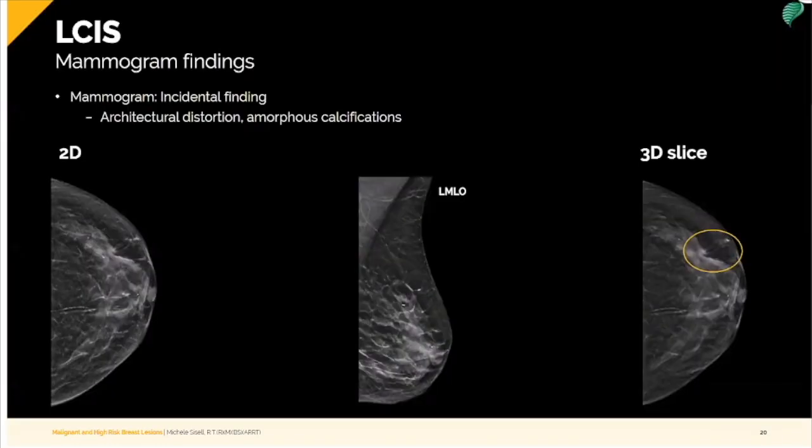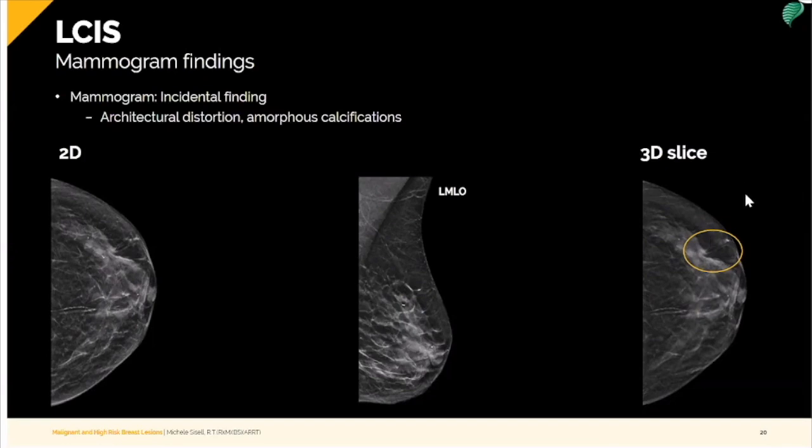Here's a mammogram of a patient who came in for her annual mammogram. Both 2D and 3D mammograms were obtained. The patient's breast density is category B, which is scattered fibroglandular tissue throughout the breast. The best technology in mammography for breast density is 3D mammography, or digital breast tomosynthesis. 3D images slice through the breast tissue from side to side. In the image here, on the far right, this is a 3D slice, just one slice out of that 3D exam.